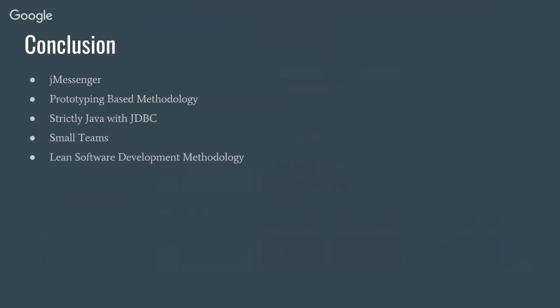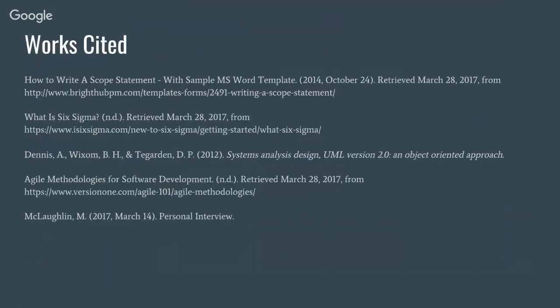So in conclusion, JMessenger will be built using the prototyping-based methodology we already discussed. It'll be strictly Java using JDBC. We'll be working with small teams using the Lean software development methodology. And that is more or less our project.